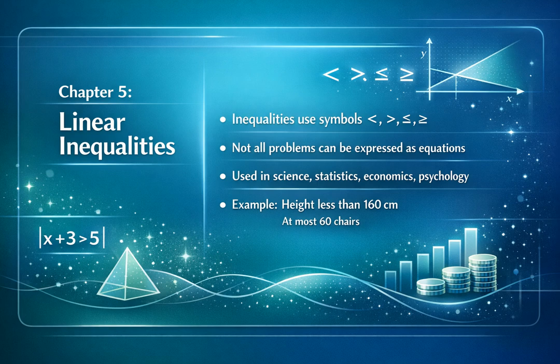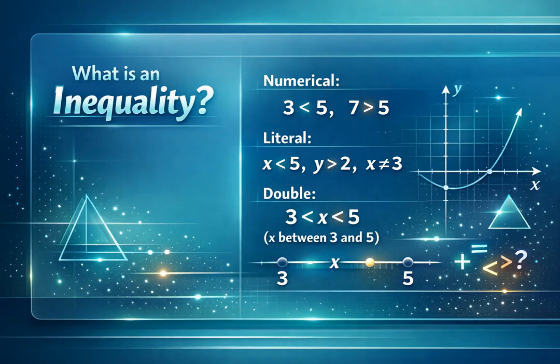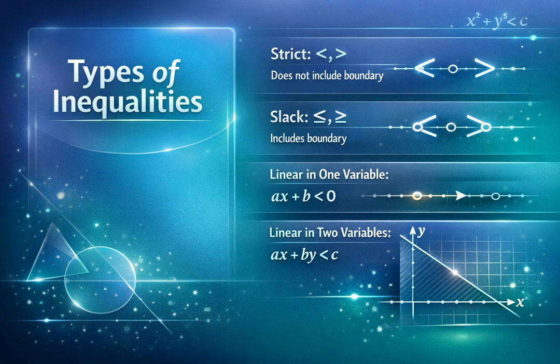For example, saying height is less than 160 centimeters or at most 60 chairs uses inequalities. An inequality relates two numbers or expressions using less than, greater than, or the equal-to versions. Numerical inequalities compare numbers like 3 is less than 5. Literal inequalities involve variables like x is less than 5. Double inequalities like 3 is less than x is less than 5 mean x lies between 3 and 5. Inequalities come in different types.